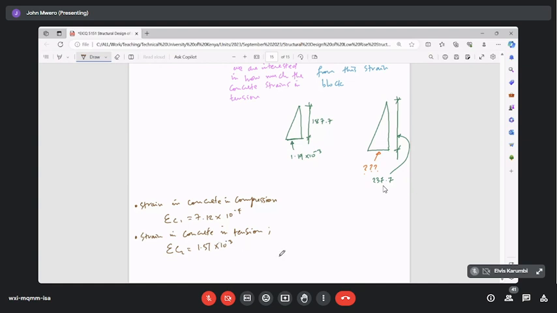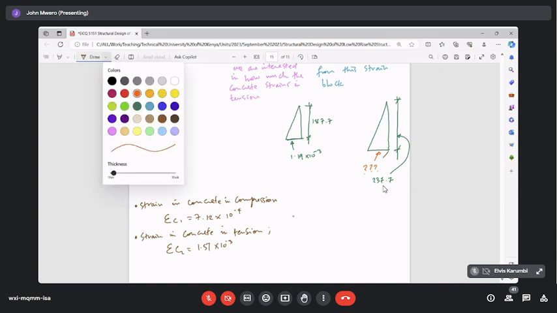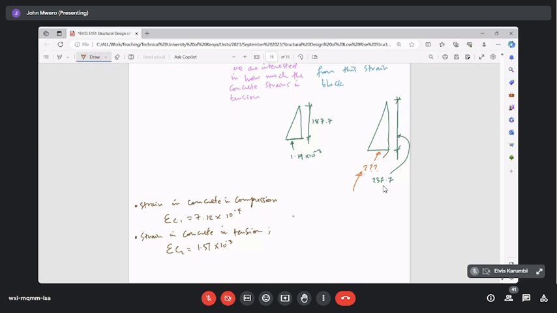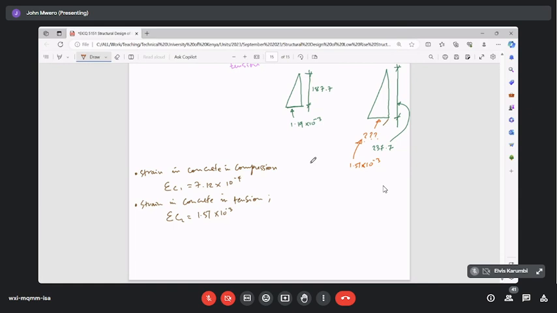Which we can call EC2, is given by 1.51 times 10 to the minus 3. So if you work out these two triangles, you find this value here is 1.51 times 10 minus 3, which is this value. Yeah, we can push this and finish it. We've come to this, we finished this document.